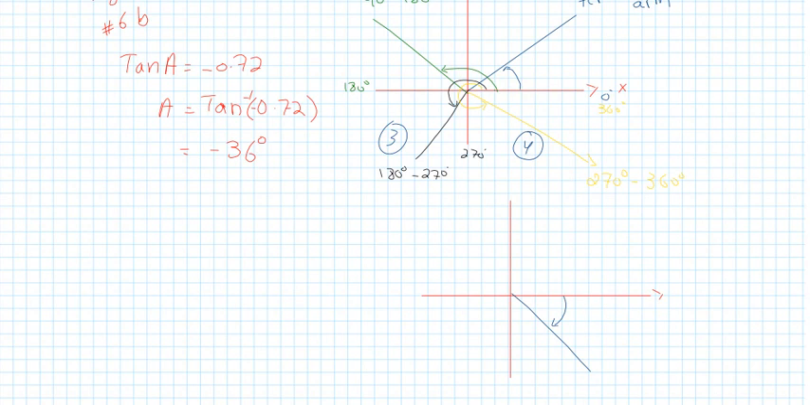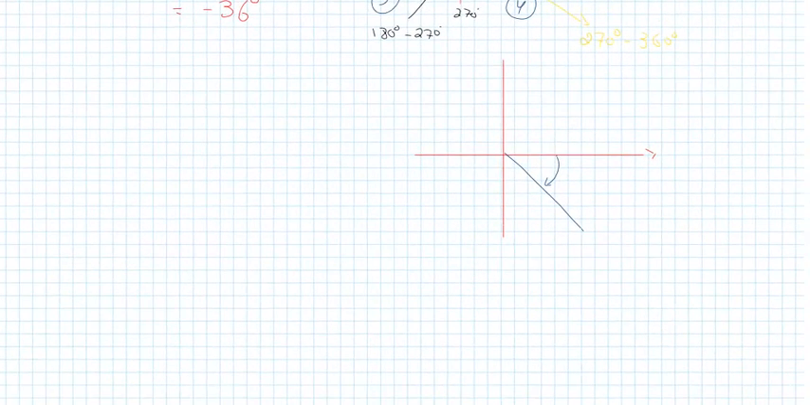Instead of being between 0 and 90, it's going to be negative 90. That's right, because now I'm moving clockwise. So my negative 36 is right here, and it's negative 36 because I'm moving clockwise.